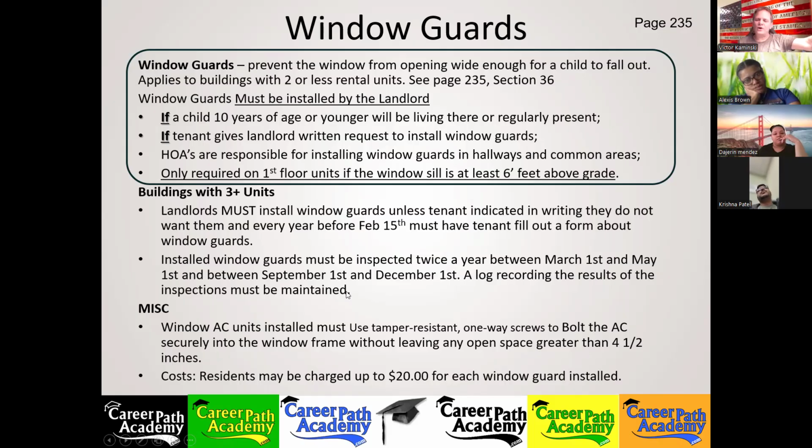If you have window installed air conditioning units, window AC units must be installed using tamper-resistant one-way screws to bolt the AC unit securely into the window frame without leaving any open space greater than 4.5 inches. And residents can be charged up to $20 for each window guard that is installed.